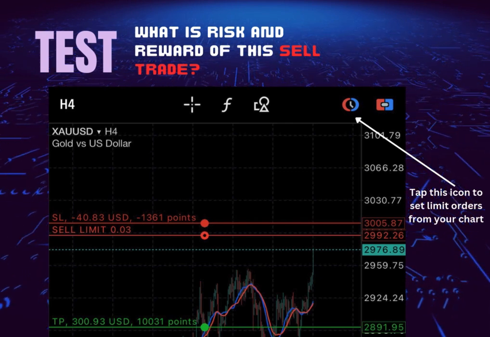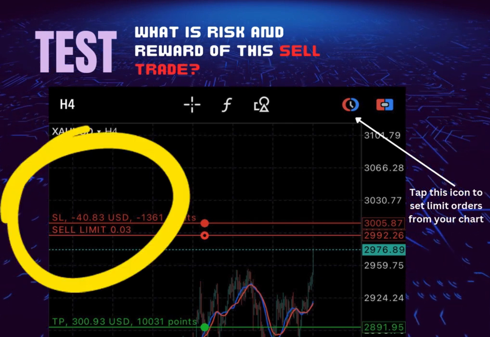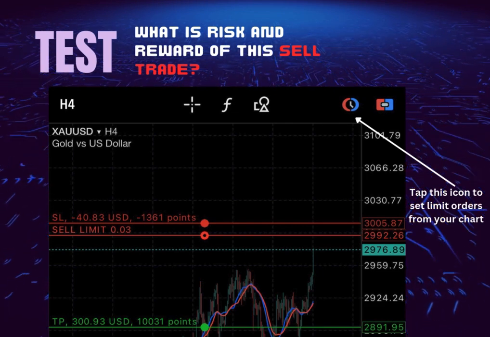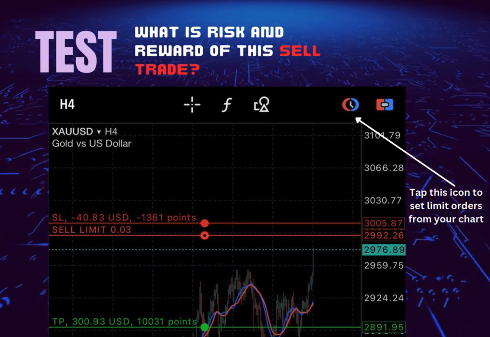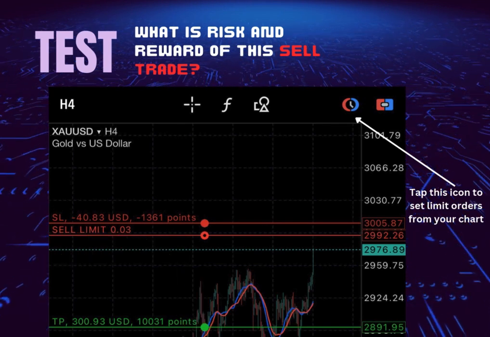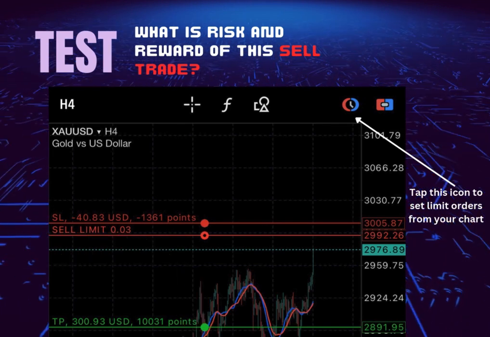So if this trade doesn't go in their favor, they'll risk $40. And if you guessed right, TP is how much the person will make on this trade. So if the trade goes in their favor, they'll make $300. That's it on risk knowledge. We'll be going to the next one, which is risk acceptance.